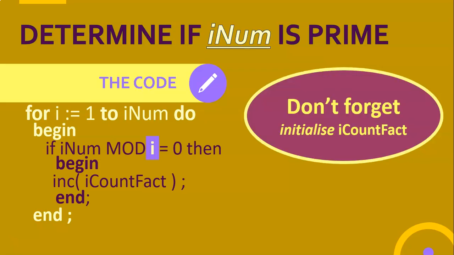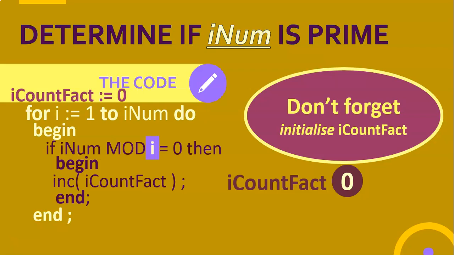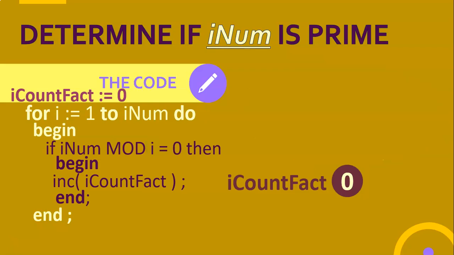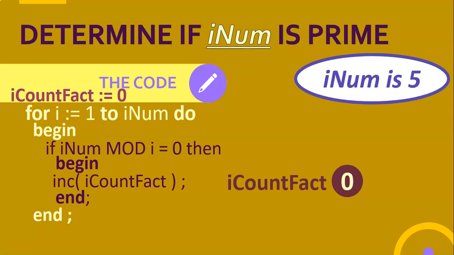Okay, but remember, whenever we're increasing a variable, we must initialize it outside of the loop. Before the loop, we set our count factors to a 0. Okay, so it starts off being a 0. Fantastic. Now, let's take an example. Let's say our num is a 5. We want to check if 5 is a prime number.